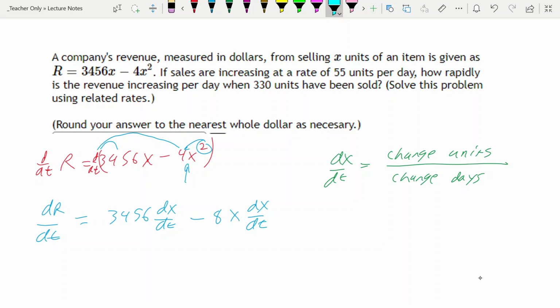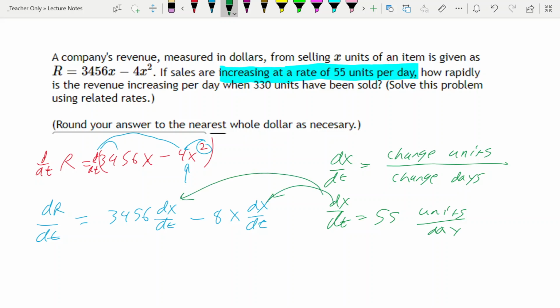We have that our sales are increasing, which is good. That tells us our number's positive, because it's getting bigger, increasing at a rate of 55 units per day. So therefore, we now know dx/dt is equal to 55 units per day. And again, we want to make sure we think about whether that is going up by 55 or down by 55. Well, they said it's increasing, so that's going up. So everywhere I have a dx/dt, I'm going to sub in 55.